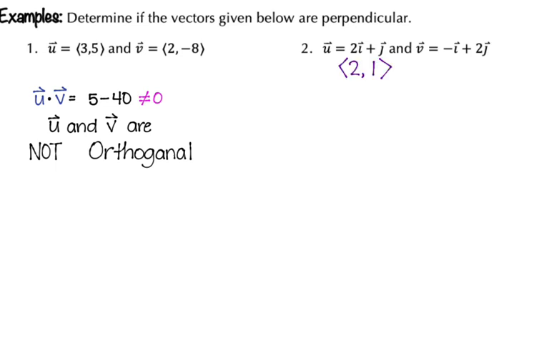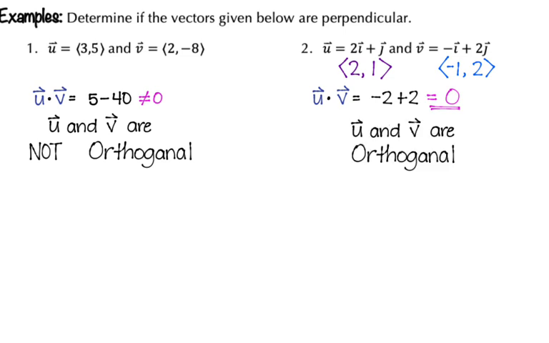For problem number 2, we go through the same process. We find the two vectors. Since they are written as linear combinations, I'm going to write them in component form so that I can do the dot product more easily. I multiply my a's and my b's and add them together, and I get 0. So therefore, these two vectors are orthogonal.